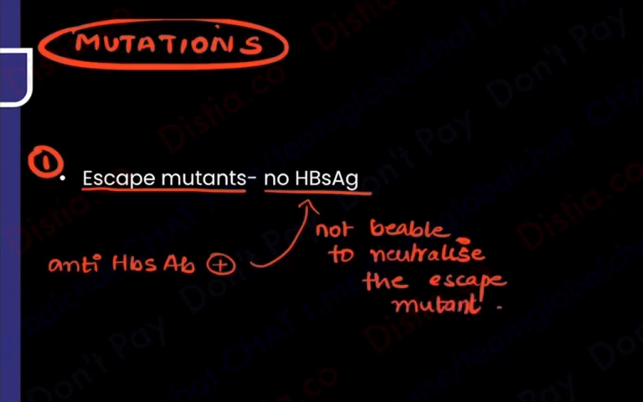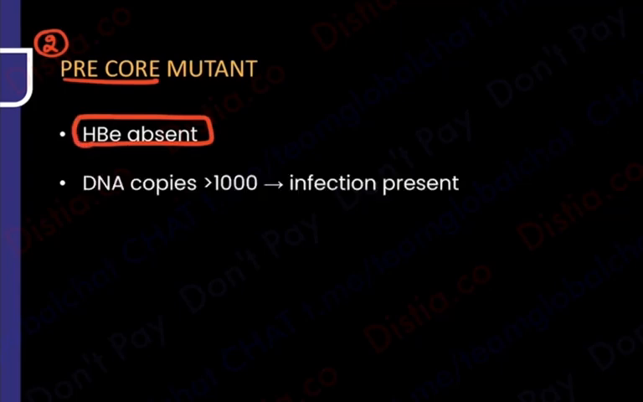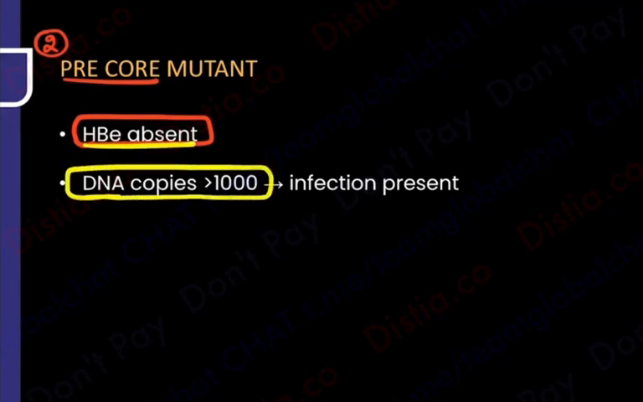This is one thing. The second mutant that we have is the pre-core mutant. Pre-core was the HBe antigen. If the HBe antigen is absent, that becomes a pre-core mutant. And please note, in such patients, how will you know whether high infectivity is there or not? You will measure the DNA copies. DNA copies more than 1000 are going to be indicative of infection present. That marks the end of hepatitis B for all of you.